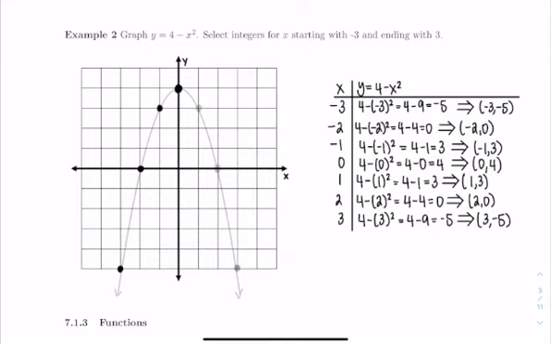We have 1, 3, so go to the right 1 and up 3. We have 2, 0, so we go to the right 2 units. And then we have 3, negative 5, where we move to the right 3 units and then go down 5 units. And so connecting this with a smooth curve, we get something of this nature.